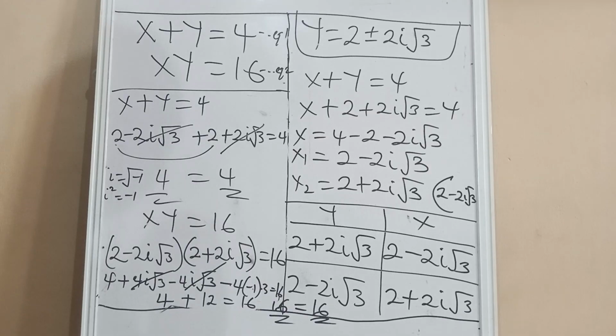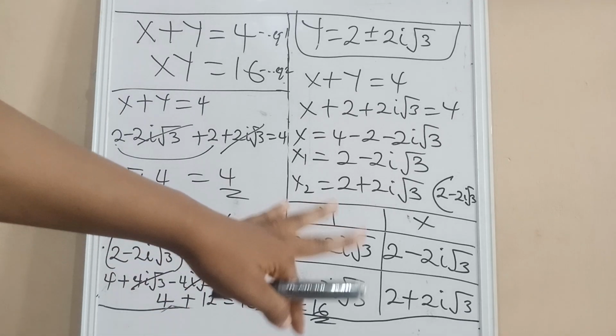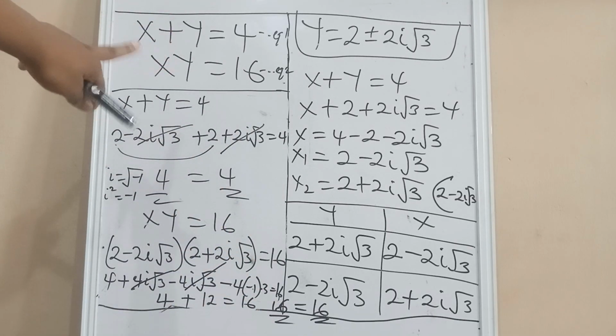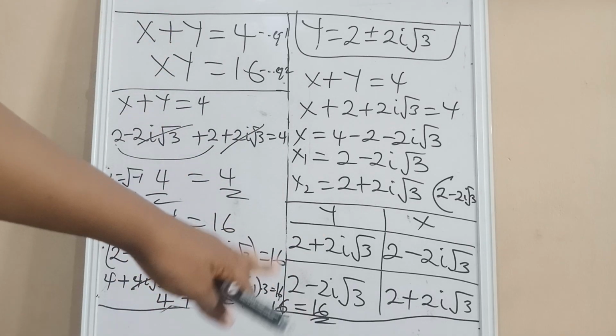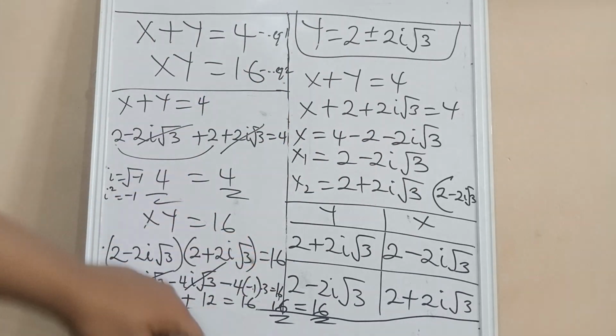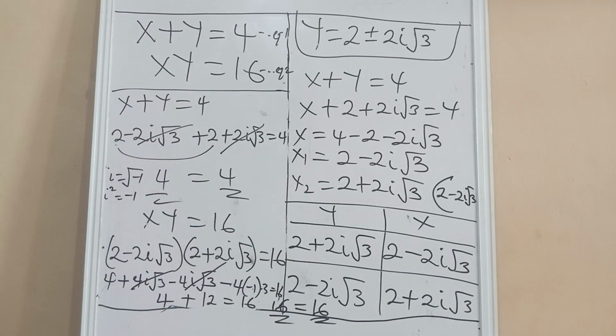So it means that both answers are valid for this equation. Both answers for x and y are very, very valid for this simultaneous equation.